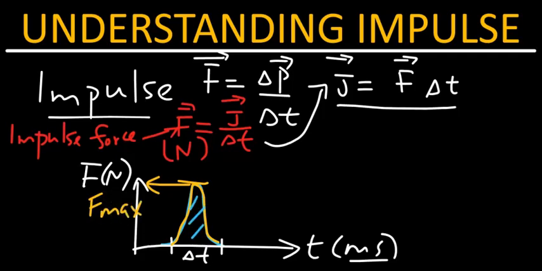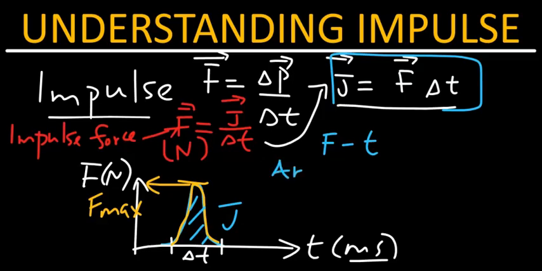The area under this graph is what we call the magnitude of the impulse, because that is exactly what this equation is describing. So if you are given a force-time graph and you're asked to compute the impulse, all you have to do is determine the area under that F-t graph. Simple as that. Let's look at this problem.